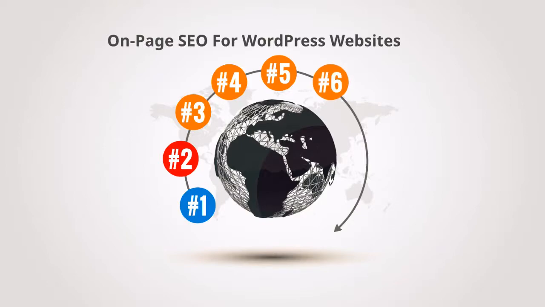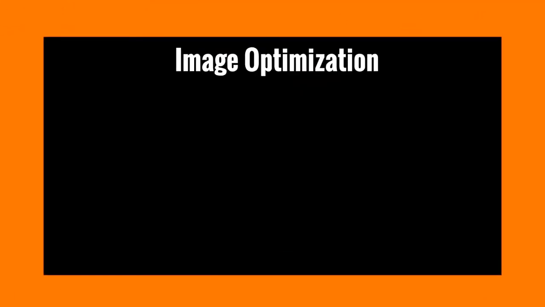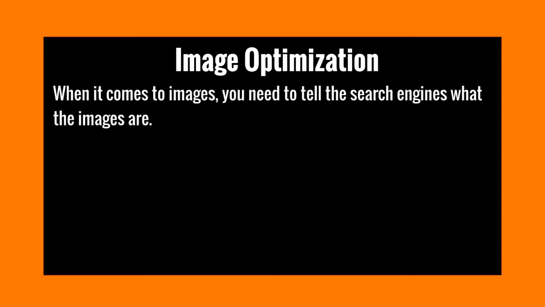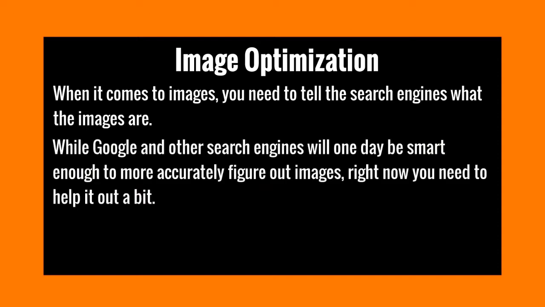Hello and welcome to video number 6, and we're going to talk about image optimization, or in other words, how to make your images more search engine friendly. You see, when it comes to images, you need to tell the search engines what the images are. They're not really going to know off the bat what the images are. Now, there are ways that Google can figure out what the images are, which we'll talk about in just a second. Now, while Google and other search engines will one day be smart enough to figure out what images are, right now you need to help them out just a little bit, get them a kickstart.